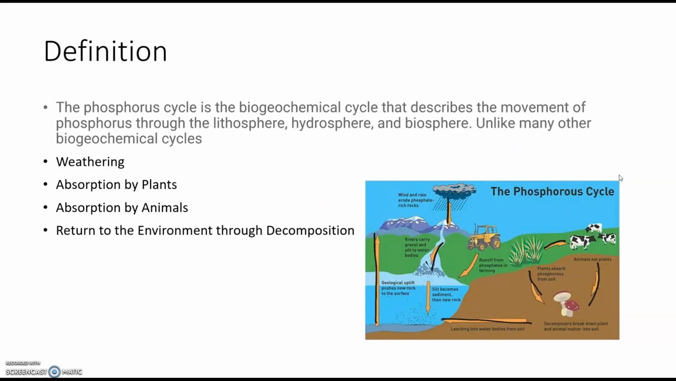The definition. The phosphorus cycle is a biogeochemical cycle that describes the movement of phosphorus through the lithosphere, hydrosphere, and biosphere.